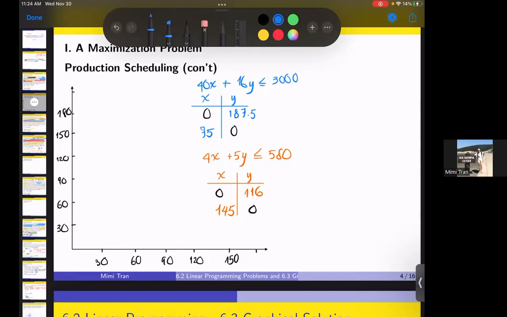So roughly here. It doesn't have to be exact, but at least not too far off. Like, I don't want to put a low point right here, it's just way off. And then for the x-intercept is 75. 75 is roughly here.